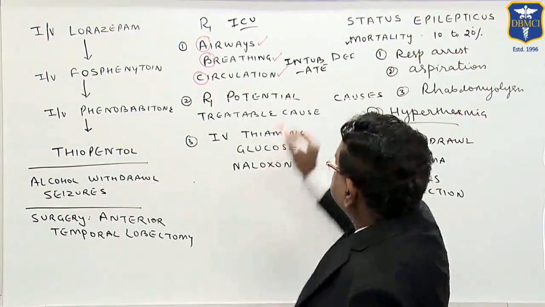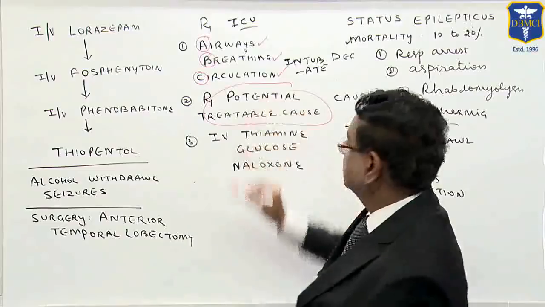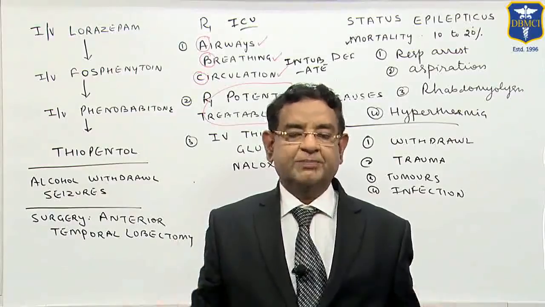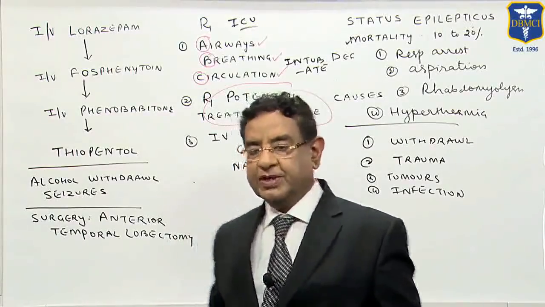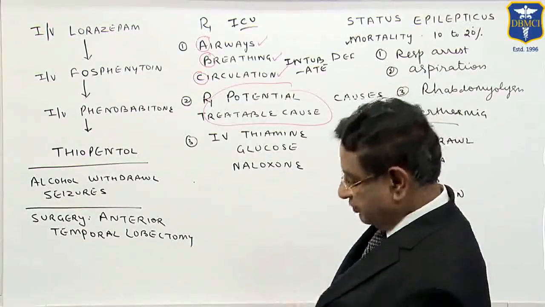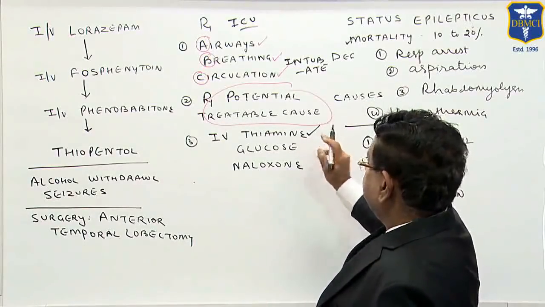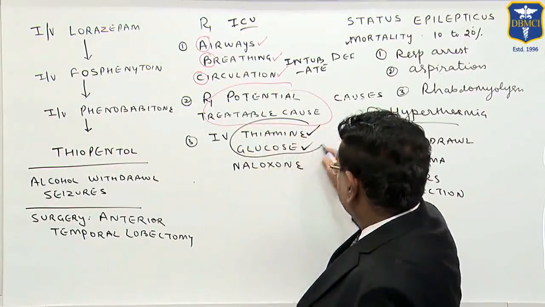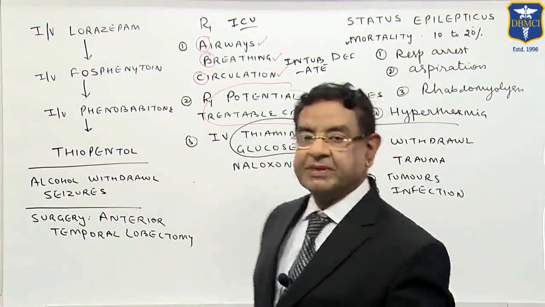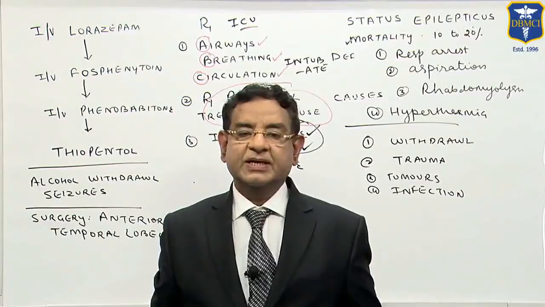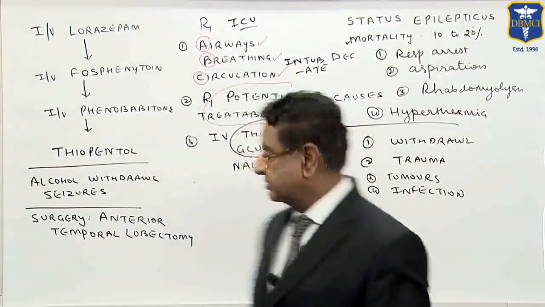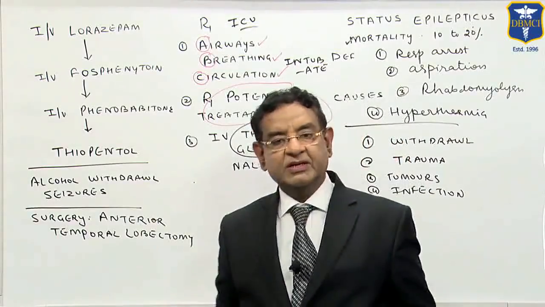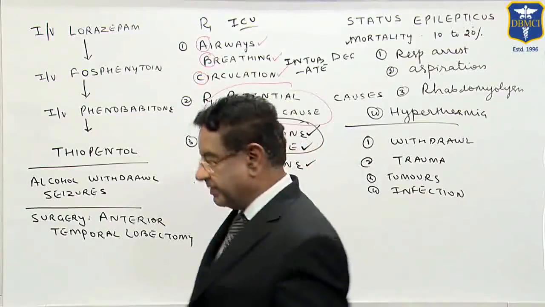Then treat the potentially treatable causes like hypocalcemia, hypoglycemia, hypomagnesemia. Okay, and you give IV thiamine, especially where the patient has hypoglycemia; glucose, especially in an alcoholic patient also, is mandatory. Otherwise, it can precipitate Wernicke's encephalopathy or Korsakoff psychosis, and naloxone can be given. Once we have done this general management, then we talk about specific management.